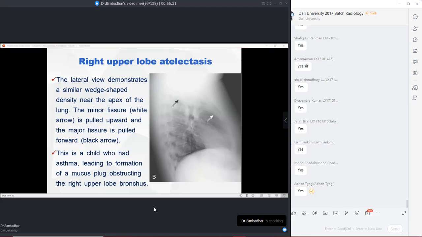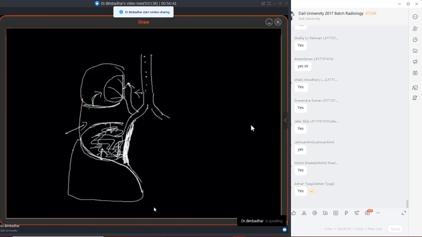Okay, right? Is this clear now? See, the major fissure is the one that is dividing the upper lobe and lower lobe. So the major fissure will be pulled forward, the minor fissure will be pulled upward. That is how it is. So remember this diagram, and always try to utilize it and see what the differences are and what is its influence on the segmental bronchus.